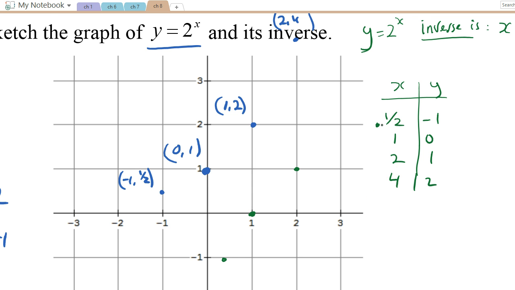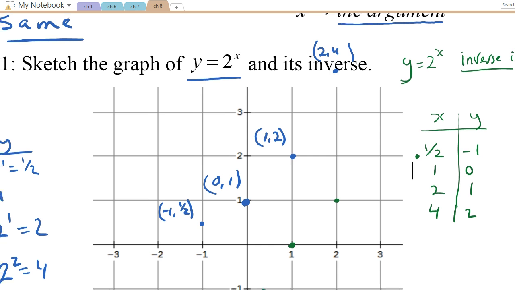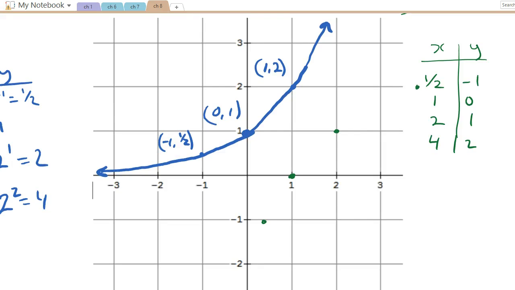Okay, so let's go back to blue and make our line look nicer. So our line, trying to make a nice curve here, kind of goes that way. And we do have a horizontal asymptote right there. So our other line, our green one, we can see a bit of that shape now. Will look like this.